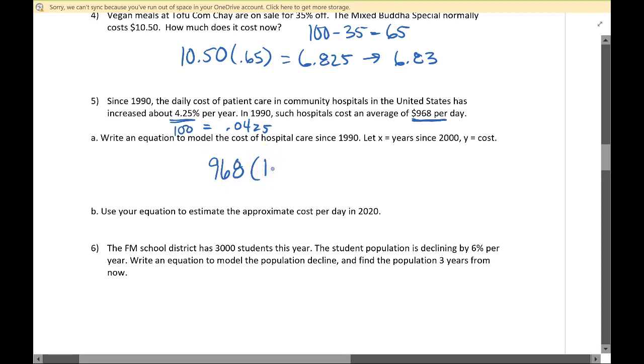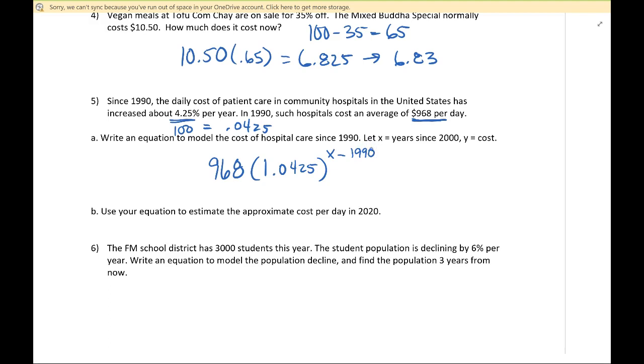And so you're going to pay 100% of the $968 because it's growing every year. And you're paying an additional 4.25% for every year since 1990. So 1.0425. Now this one we do need the x because we're going to be doing this over multiple times. Now one way to make this maybe a little easier is to say x minus 1990. So we can actually put in the year in the next step for whatever year you're trying to calculate the cost of the hospital care since 1990.